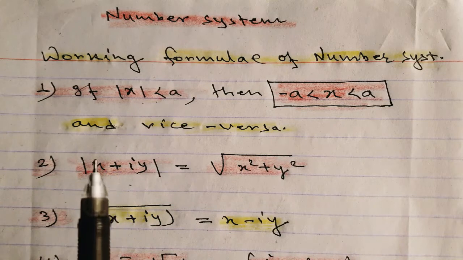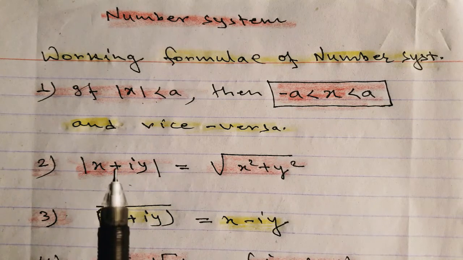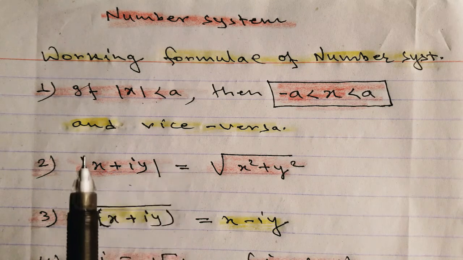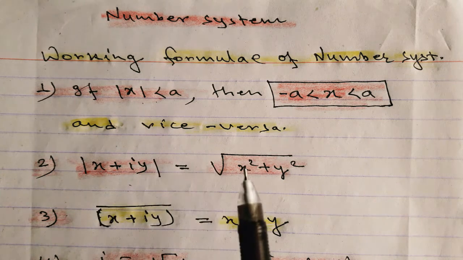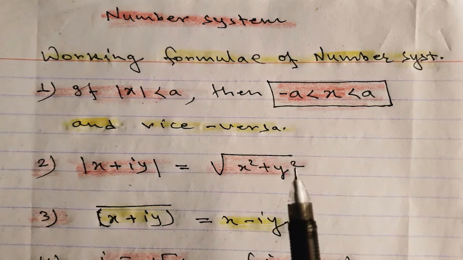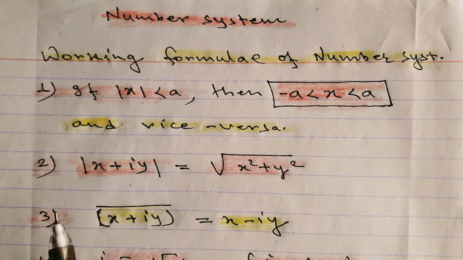Second formula, the modulus of complex number x plus iy, or we can say the absolute value of the complex number x plus iy, is equal to root under x square plus y square. Number 3, the conjugate of the complex number x plus iy is x minus iy, and vice versa. That means the conjugate of x minus iy, we can write x plus iy.